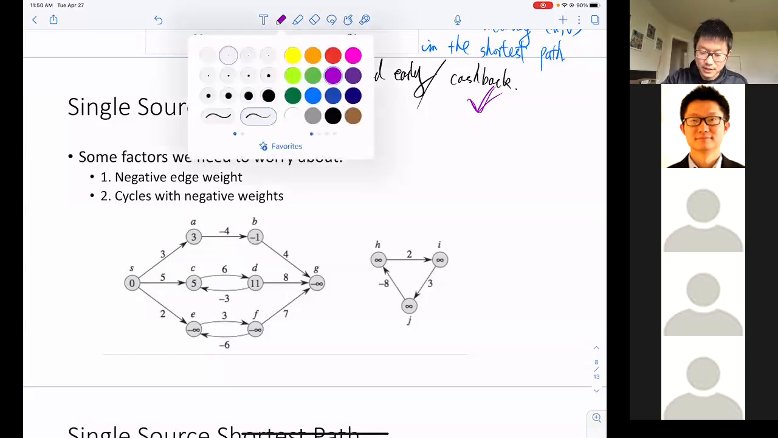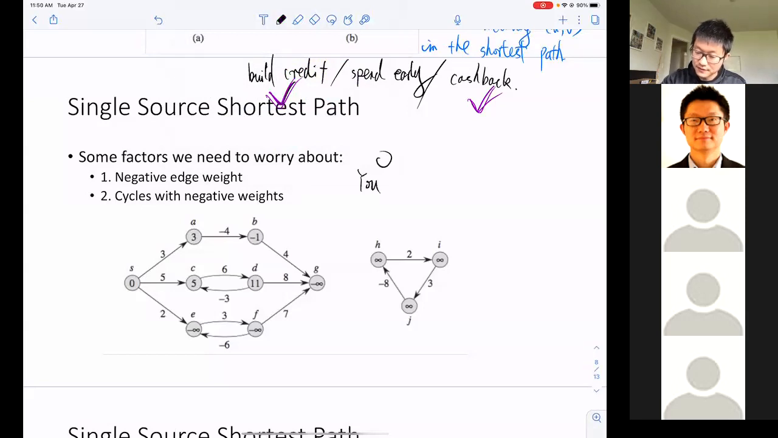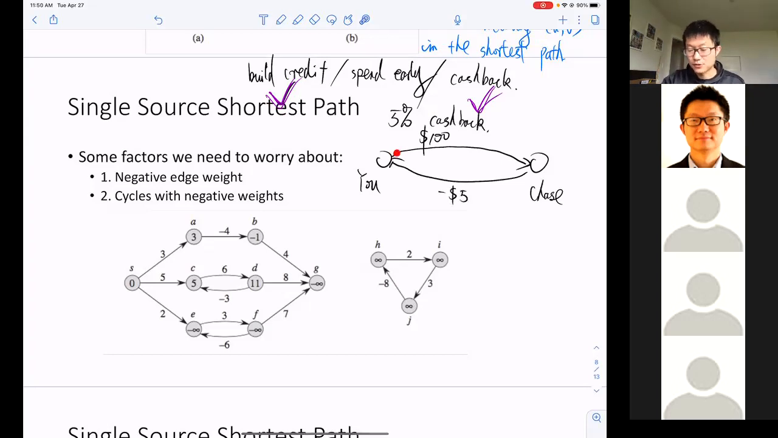So here, let's say this is you and this is a bank, say Chase or Bank of America. If you use the credit card, let's say your credit card gives you 5% cashback. Do you know what that means? Every dollar you spend, you get 5% back. Yes. So let's say if you spend $100, then Chase is going to pay you $5.